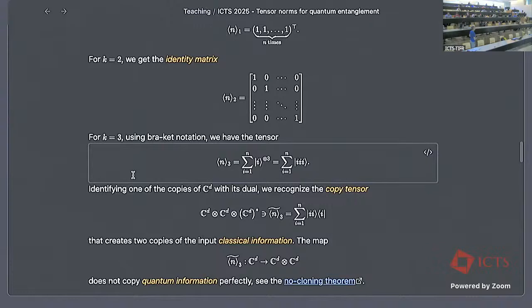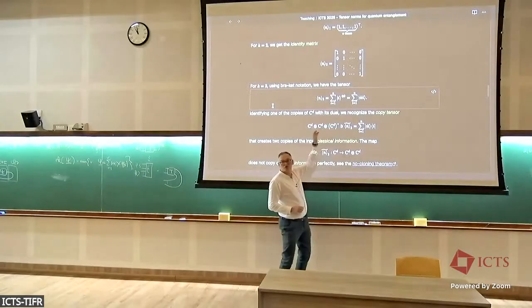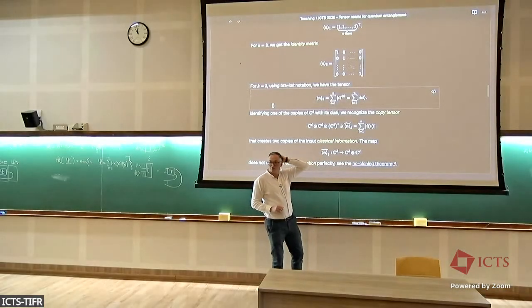I see. Okay, thanks. So these D's could be different. The D is the dimension of each leg, it's not the number of legs, right? So D is called the dimension, and K, here K equals 3, is called the order. Oh, I see. Thanks.